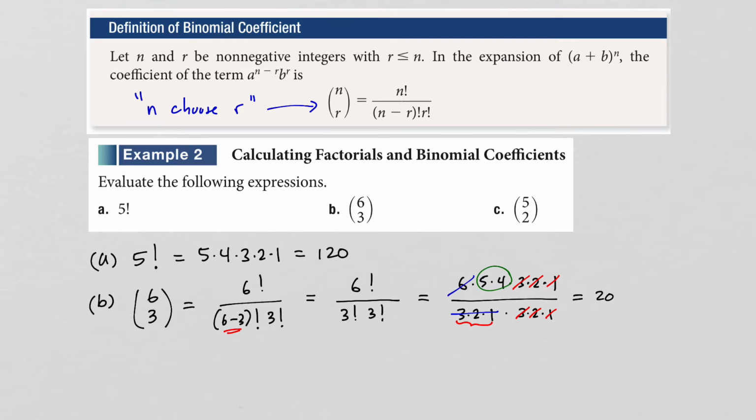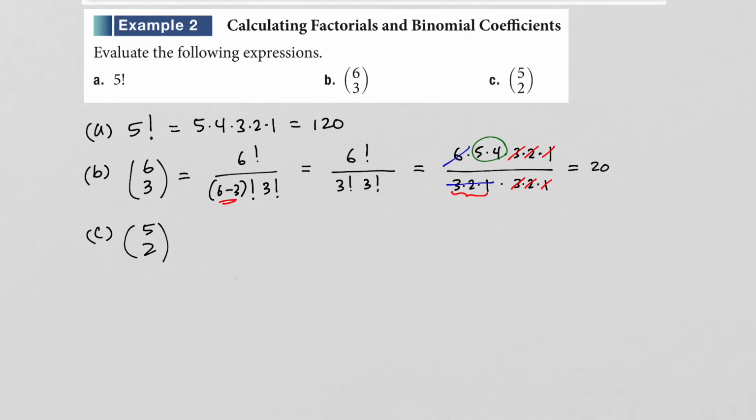Let's do one more to make sure we understand the concept. So for the last one here, we're looking at 5 choose 2, right? That's this one right here. And the way we do that is we take the top number, which is 5, we put a factorial on it. Then we're going to subtract the top and the bottom number, so 5 take away 2 factorial. And then we're going to take that bottom number, which is 2, and put a factorial. And so this is 5 factorial divided by 3 factorial times 2 factorial.